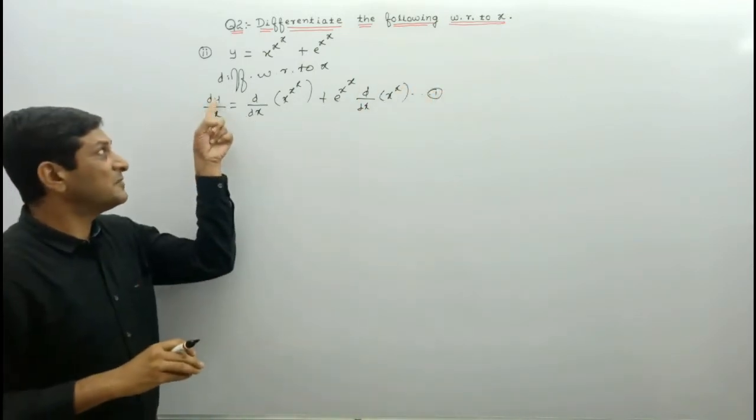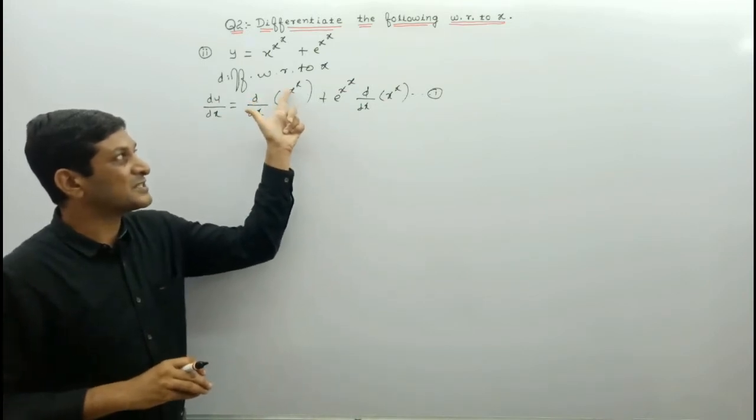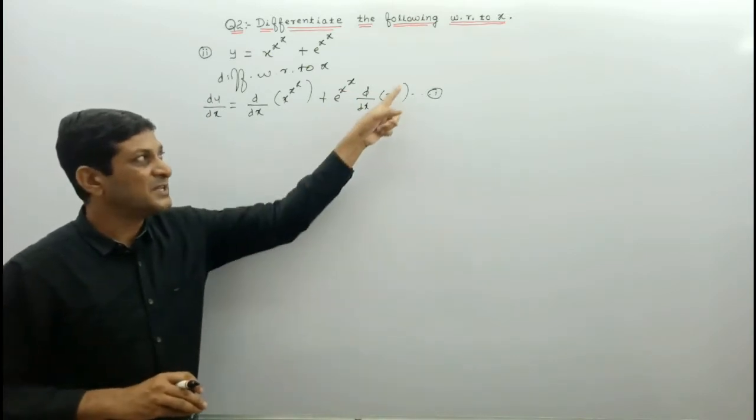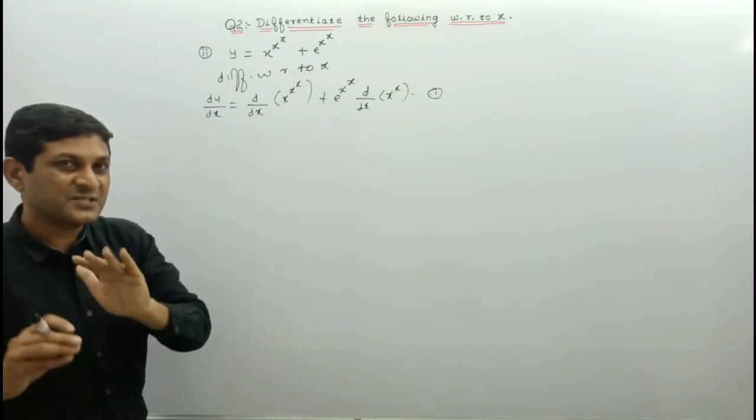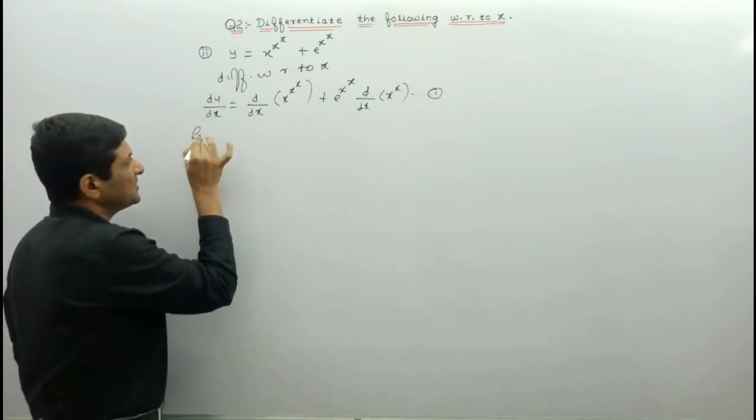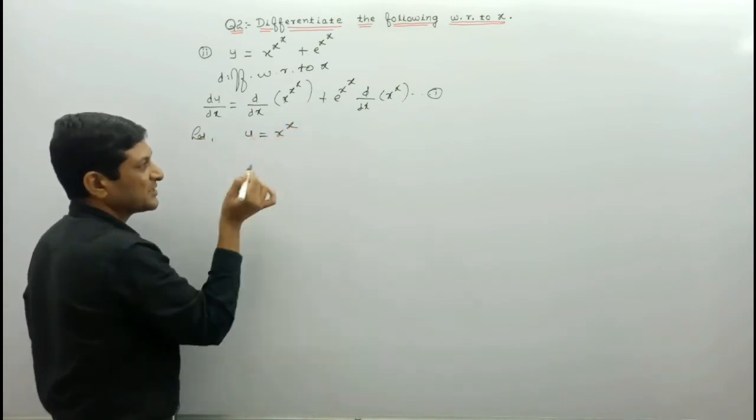Now to find the value of the required differentiation, we will require the derivative of x raised to power x and the derivative of x raised to power x. If you observe, x raised to power x appears in this term also and in this term also. So first let us find the differentiation of x raised to power x. I am denoting x raised to power x by u. Let u be equal to x raised to power x.